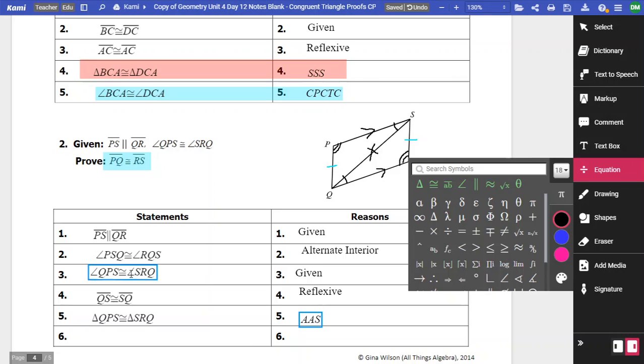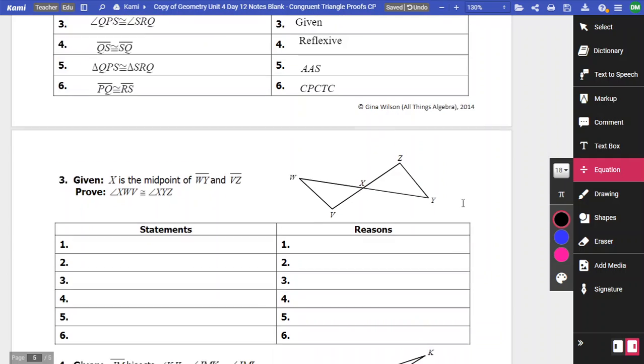And now if we look here, I've got PQ and RS. So second letter, second letter, first letter. So we do have corresponding sides. So we've got segment PQ is congruent to segment RS. And once again, on any of these, if it's asking you to prove a part, our last reason is going to be CPCTC. Corresponding parts of congruent triangles are congruent.